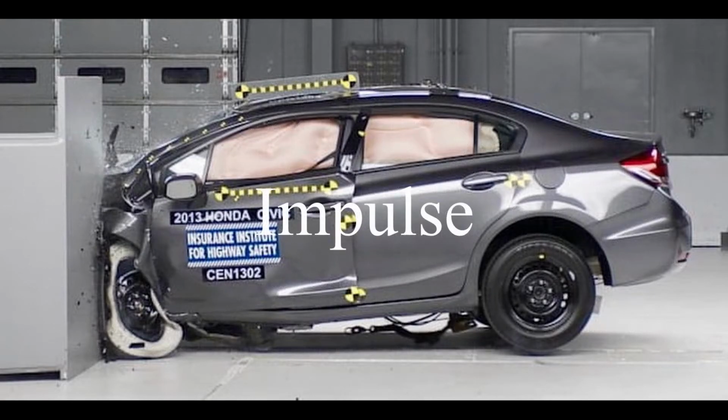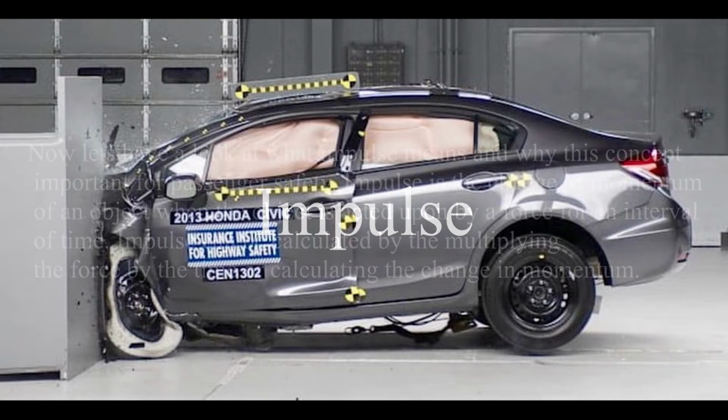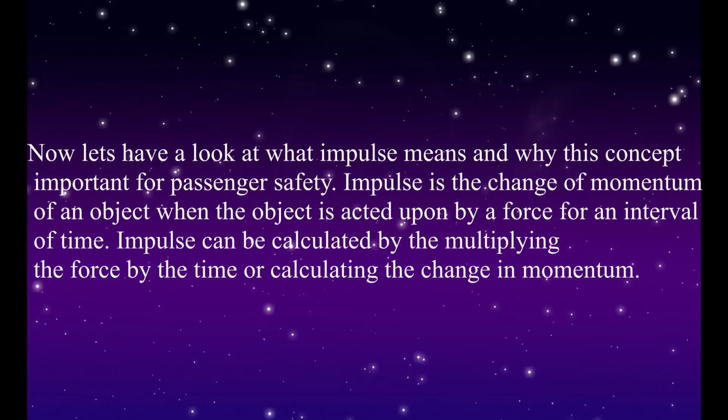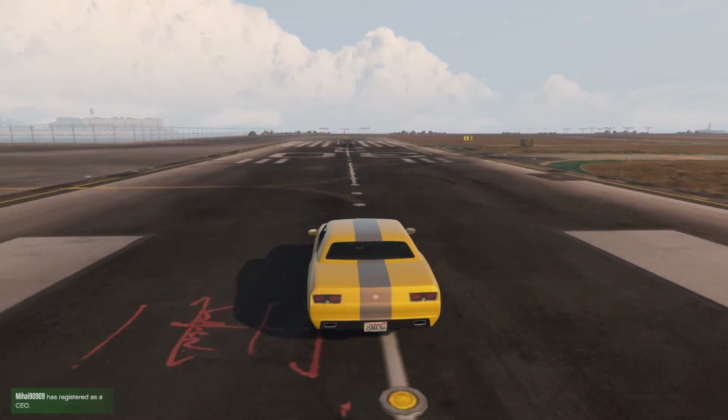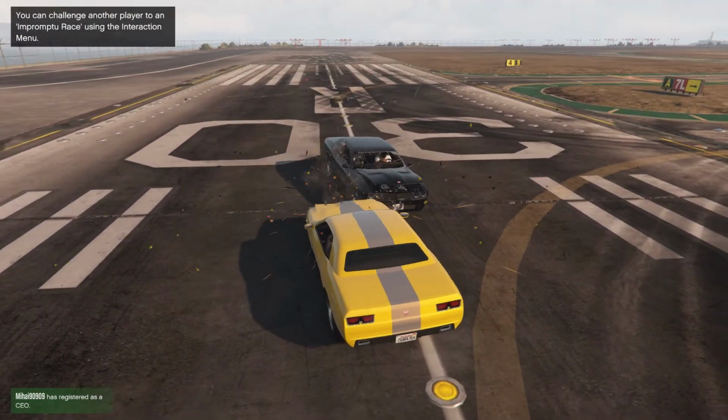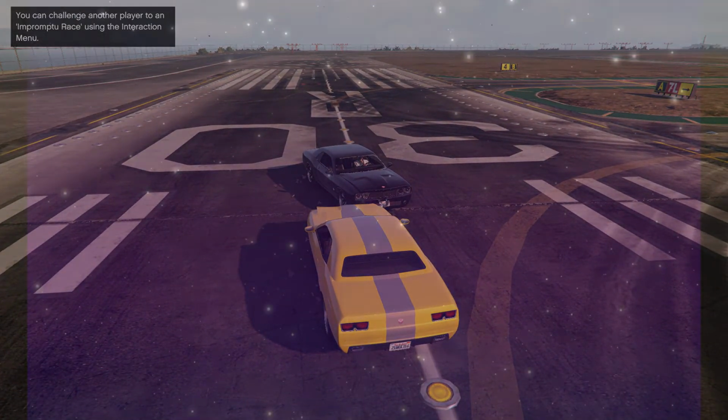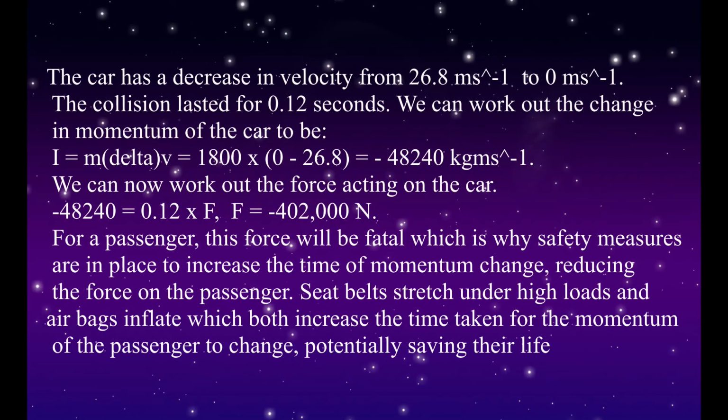Now let's have a look at what impulse means and why this concept is important for passenger safety. Impulse is the change of momentum of an object when the object is acted upon by a force for an interval of time. Impulse can be calculated by multiplying the force by the time or calculating the change in momentum. Going back to example 2, the car has decreased in velocity from 26.8 meters per second to 0 meters per second. The collision lasted for 0.12 seconds.